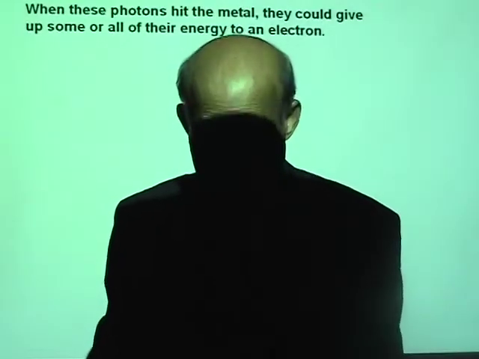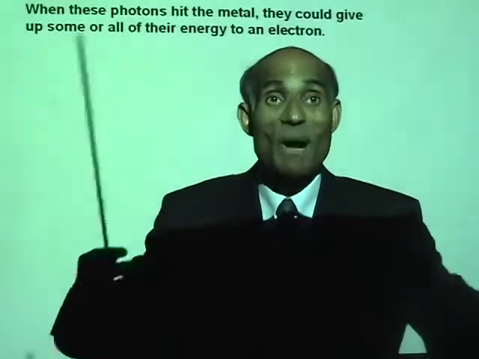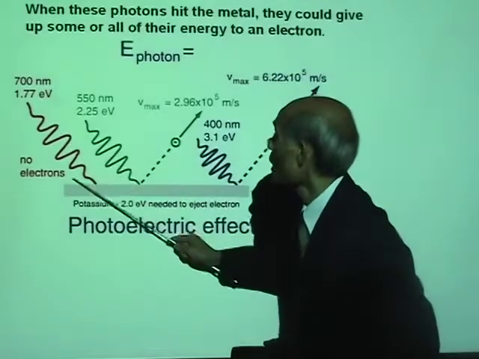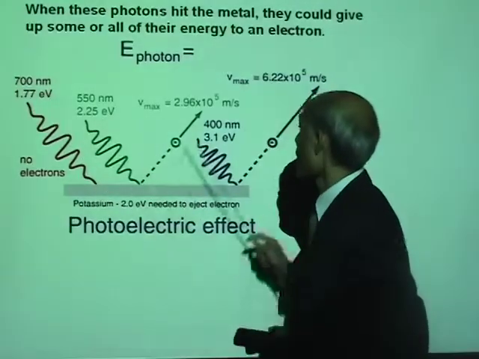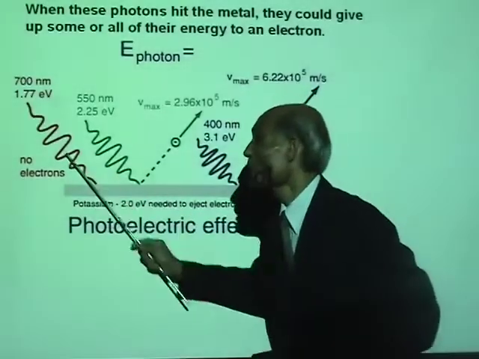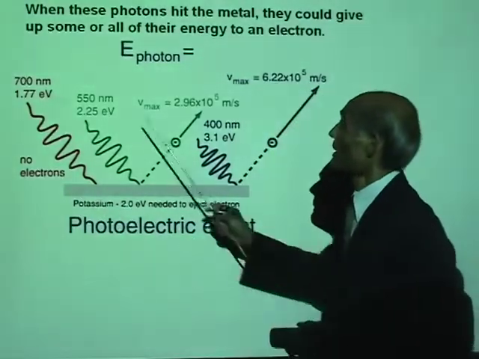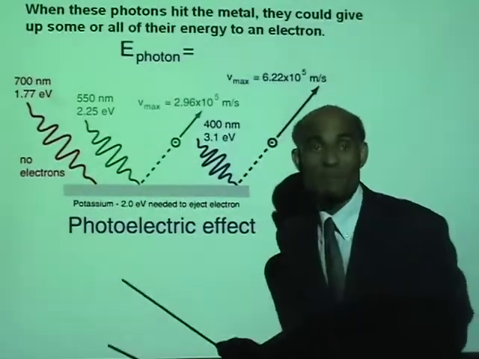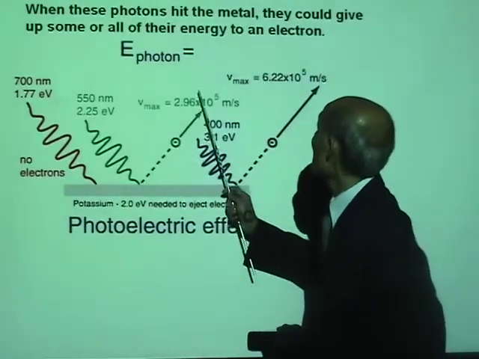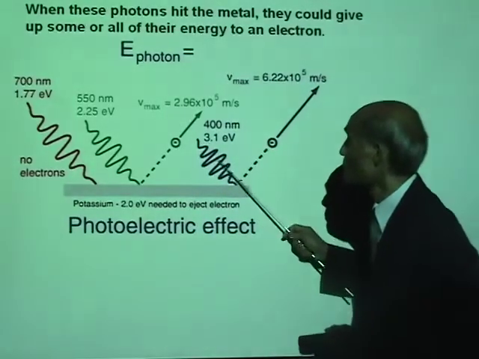So all these are conclusive proof that light now has a particle nature. You can see here, I have a red photon and a green photon and a violet photon. Now, a red photon does not cause any emission at all. A green photon, yes, sometimes. But the energy of the electrons emitted is not very high. Whereas look at the violet photon.